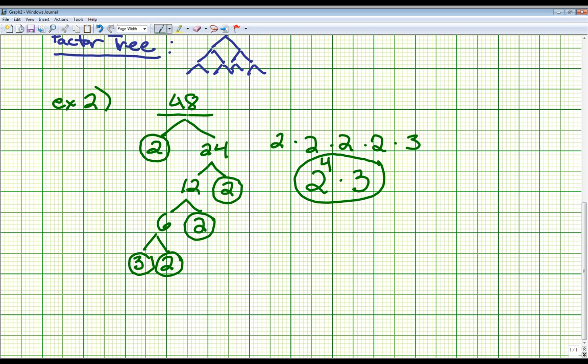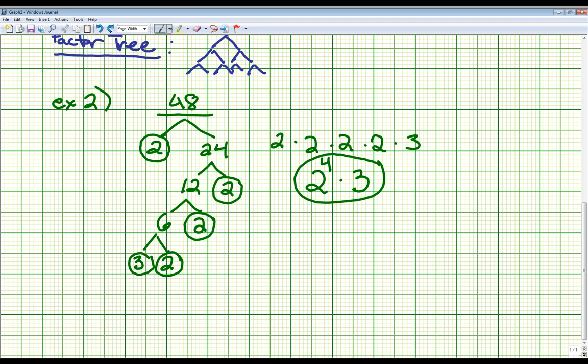So we took our big number and branched it out until we had only primes left on the bottom. Then we listed out our numbers with multiplication signs in the middle. And then we squeezed it together, simplifying it by doing bases and exponents. And this is what we have left. So that is example 2. So we'll move on to example 3.